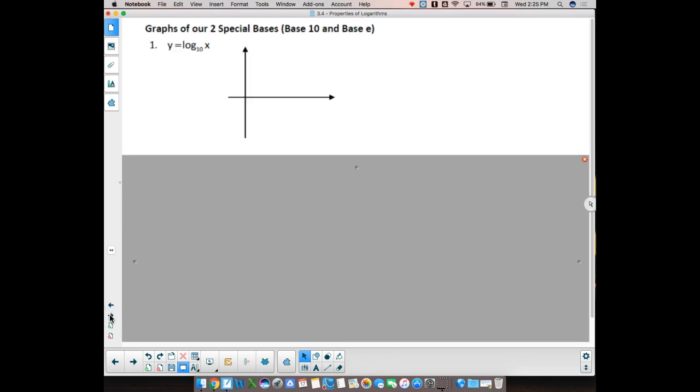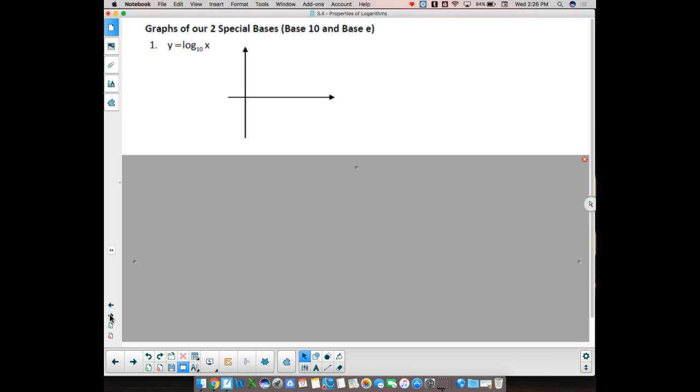So, the graphs of our special bases. Remember, we have two special bases in logarithmics because it's what's able to be used here on the pink pearl style of calculator. Okay? We can only do two special bases, and that's base 10 and base E. On more advanced calculators, like the graphers in the back, we can do any base. And it automatically does change of base for you.